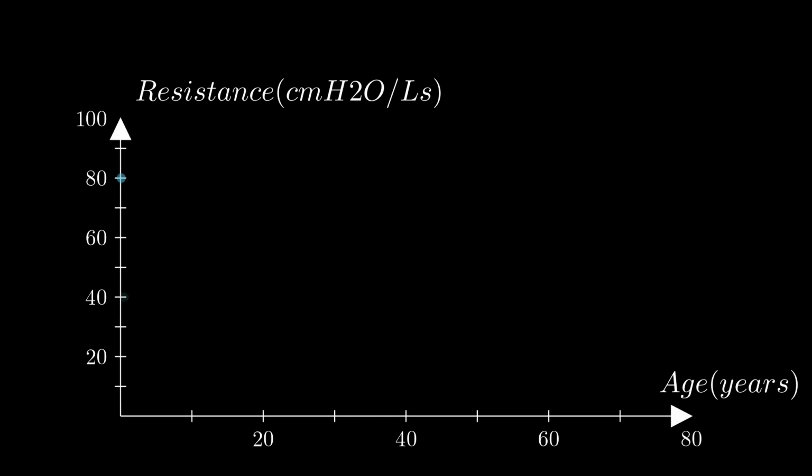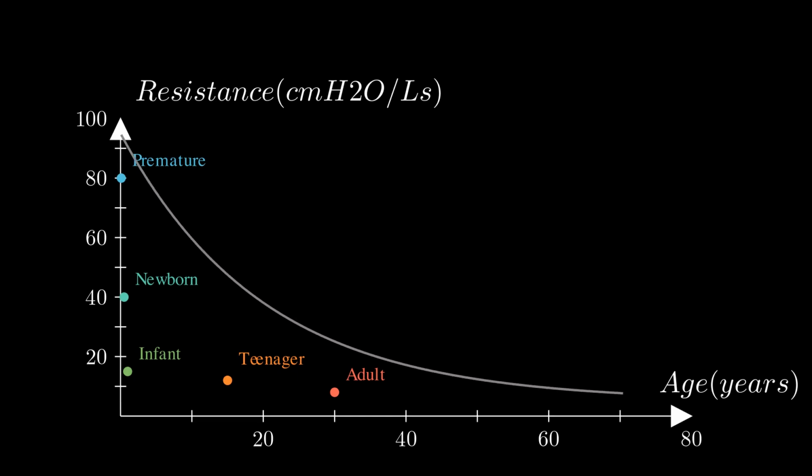Premature newborns have the highest resistance. It drops significantly in term newborns and continues to fall in infants, teenagers, and finally adults. This curve captures the exponential decline in airway resistance with increasing age.